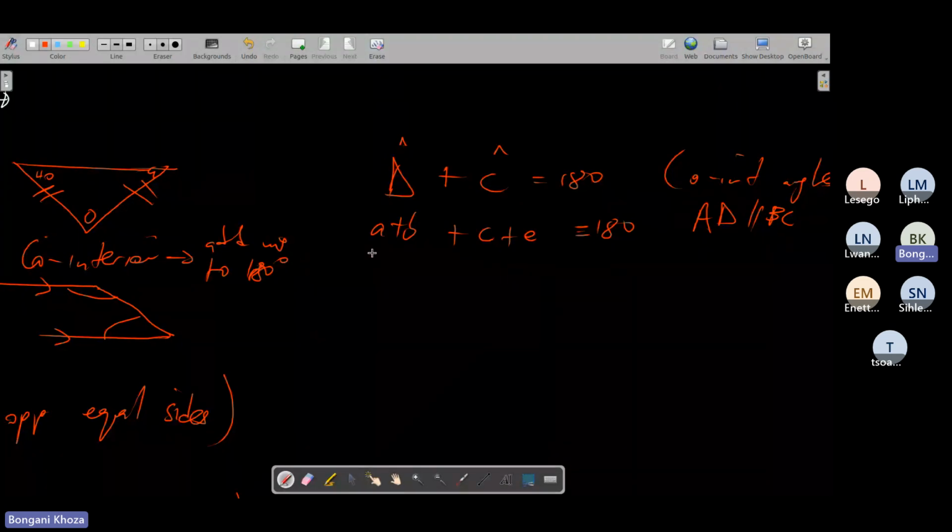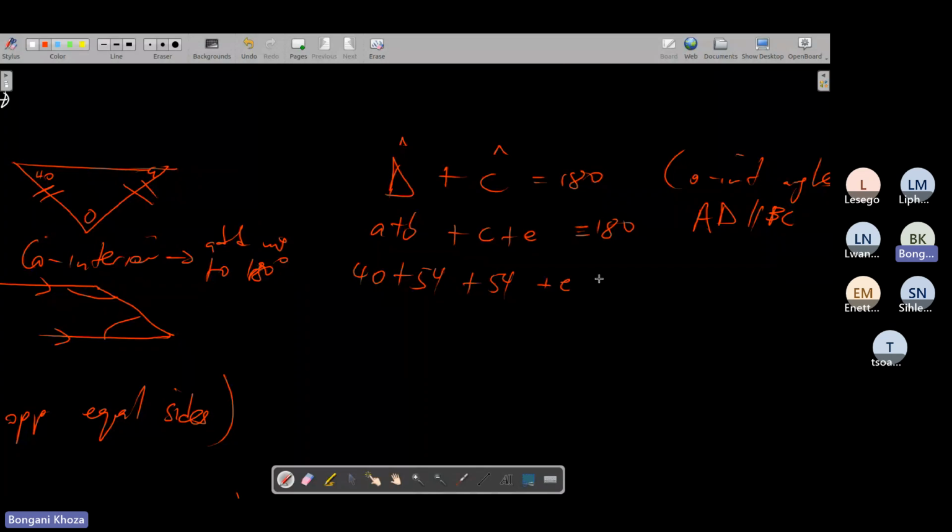For A, we said this was 40. For B, we said this was 54. Yes, for C, it's also 54. And then we are looking for E, which is unknown, equals 180. From there, we can add up all of that. So 40 plus 54 plus 54, we end up with 148 plus E equals 180.